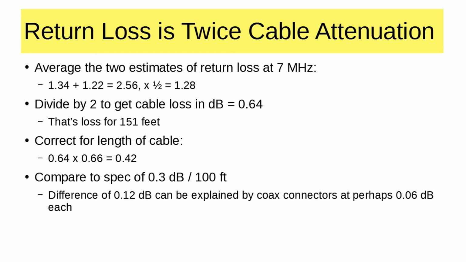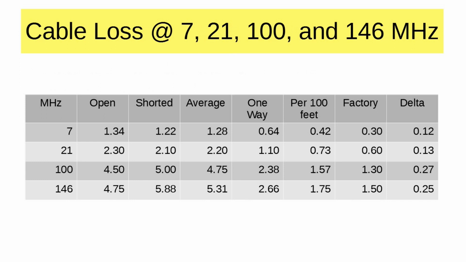So let us take a look at the cable loss at 7, 21, 100, and 146. Here is the open value, the shorted value. We average the two, divide by 2 to get the one way, and convert it down to 100 feet. So this is the loss per 100 feet right here. We compare that to the factory data, the spec, and we get a small delta here.